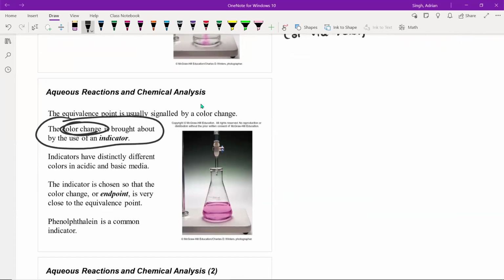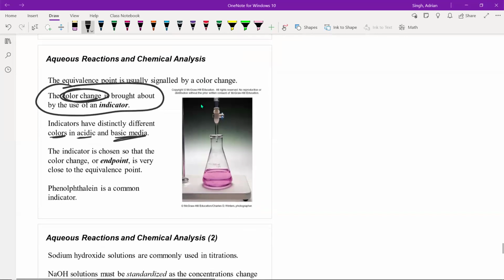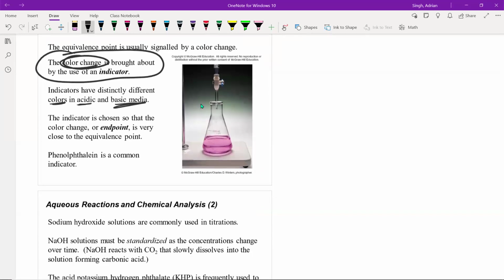All right, so the thing about the indicators is that they are changing colors, and we're going to select them so that they have different colors in acidic solutions and also different colors in basic solutions as well. So the color change is fairly obvious to identify. And we will use indicators in the laboratory. For example, phenolphthalein is probably the most common indicator that we use in the lab. And the color change that we're looking for here is going from colorless to pink. A very, very faint pink color is what we'll be looking for.